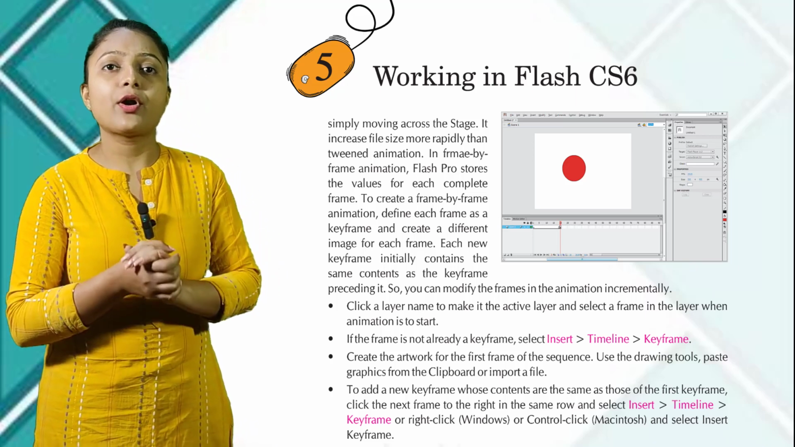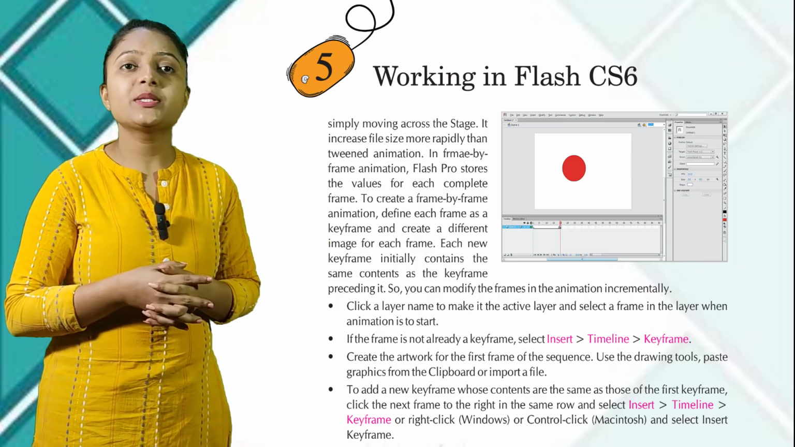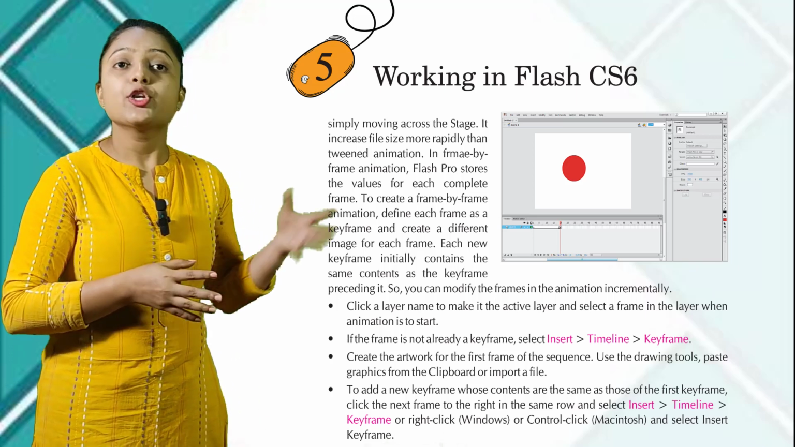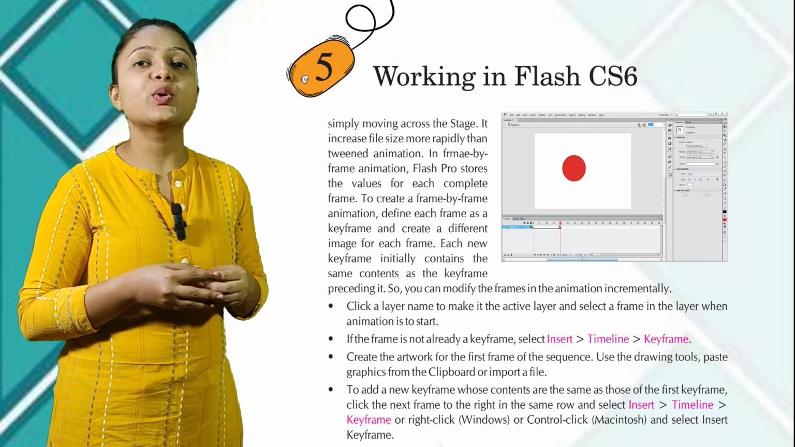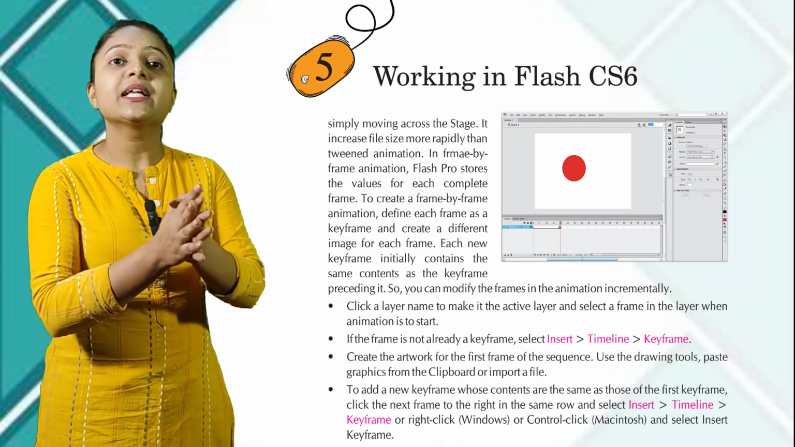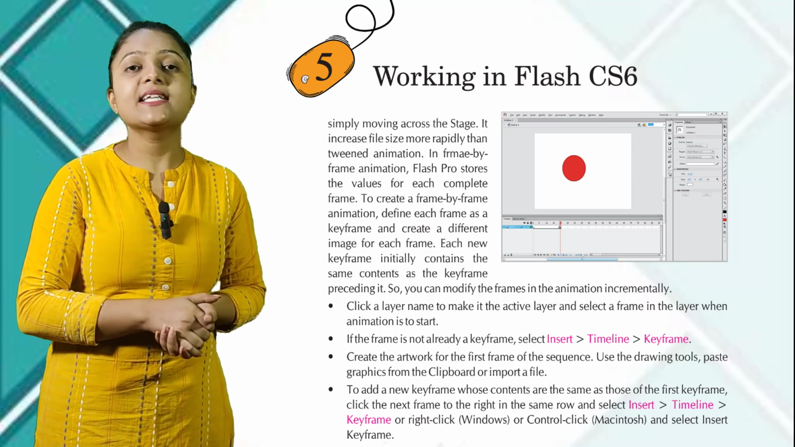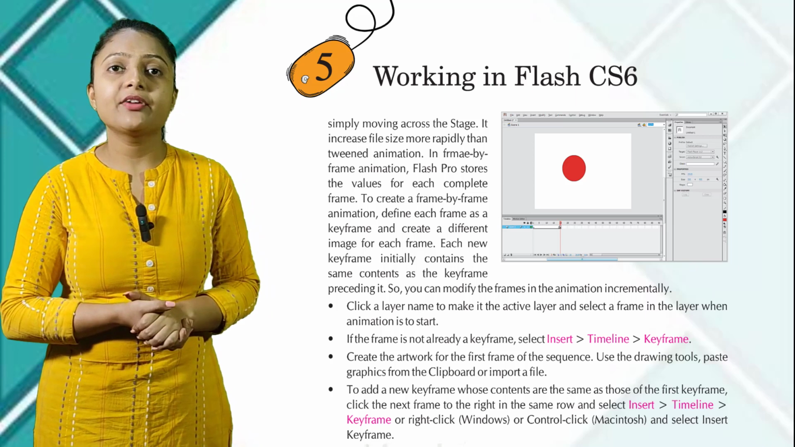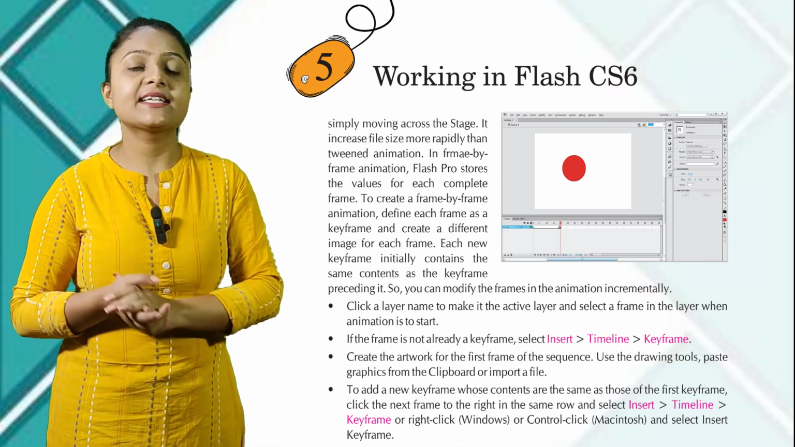Create the artwork for the first frame of the sequence. Use the drawing tools, paste graphics from the clipboard or import a file. To add a new keyframe whose content is the same as that of the first keyframe, click the next frame to the right in the same row and select Insert, then Timeline, then Keyframe, or right click (Windows) or Control click (Macintosh) and select Insert Keyframe.